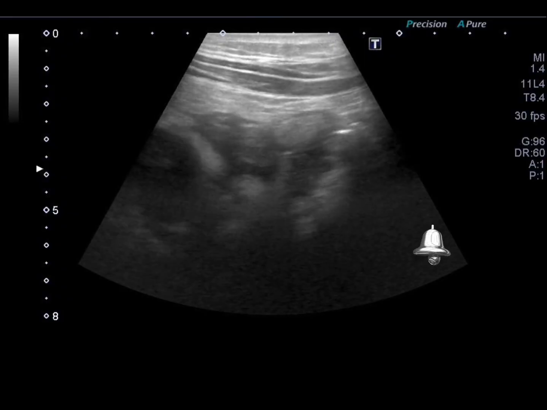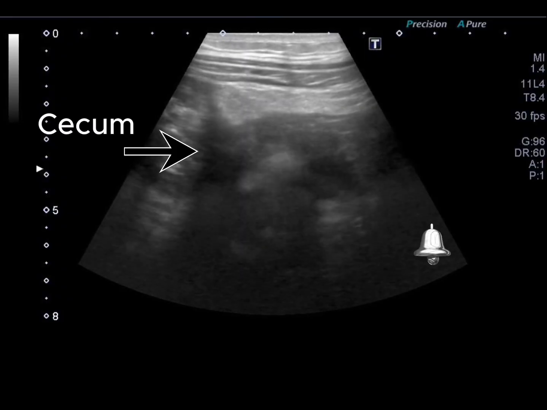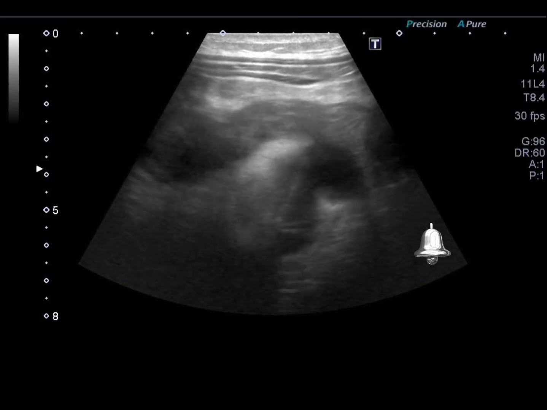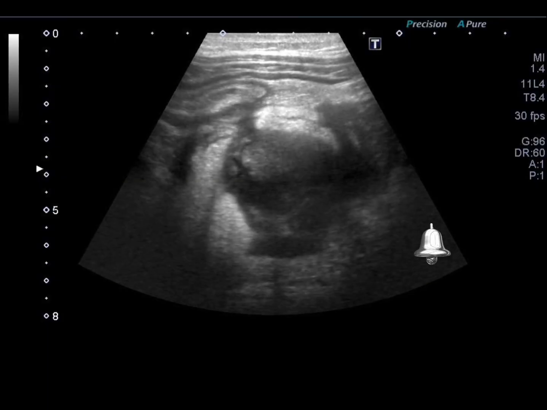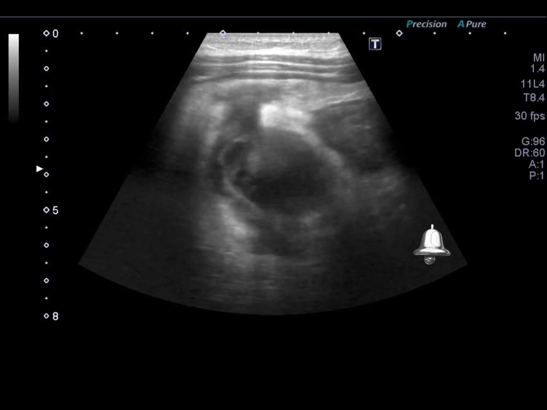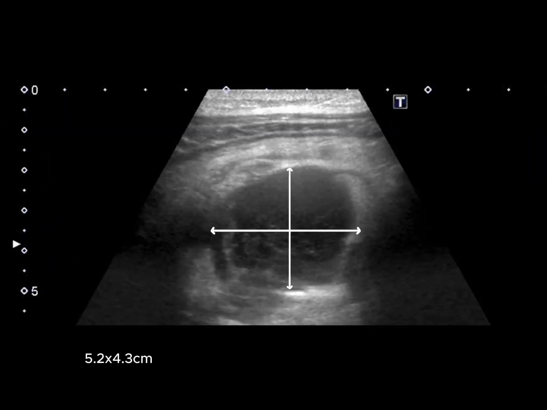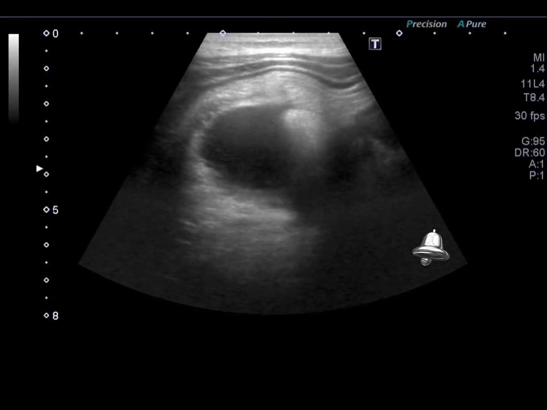By using a high-frequency linear probe, scanning adjacent to the cecum in the right iliac fossa, we immediately identify a well-defined, complex, and predominantly hypoechoic fluid collection. It measures about 5.2 by 4.3 centimeters.